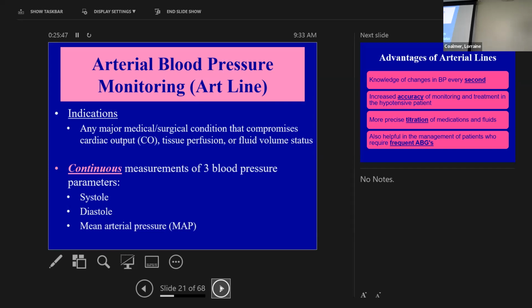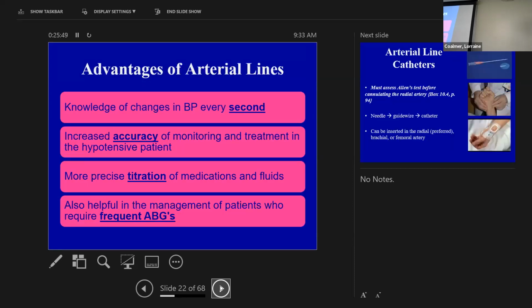Okay. Now, the beauty of this is, yes, I could go in and see what's going on with my blood pressure minute to minute, especially if I'm titrating. Sorry. Weaning is bringing it down, titrating. Okay. Increased accuracy.